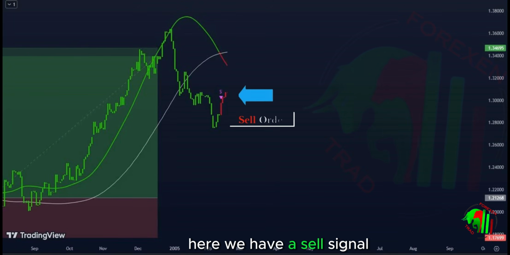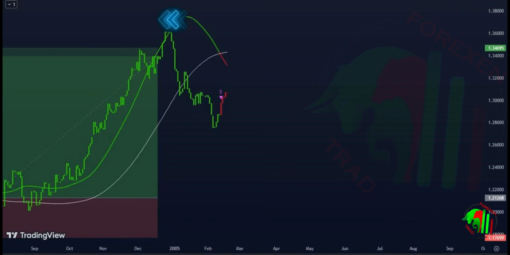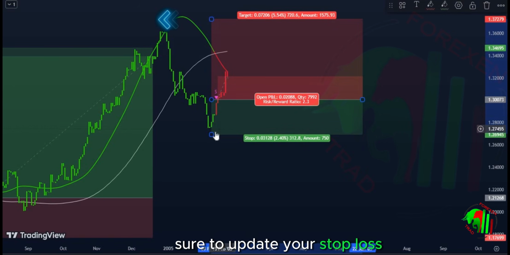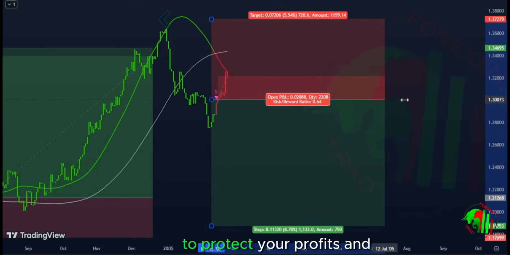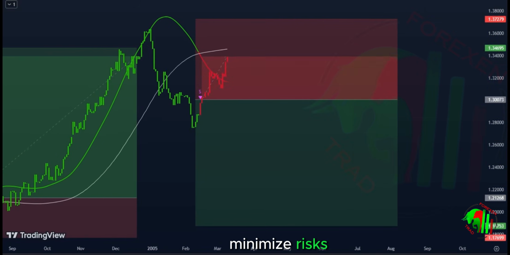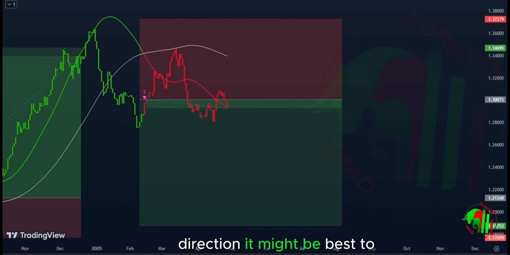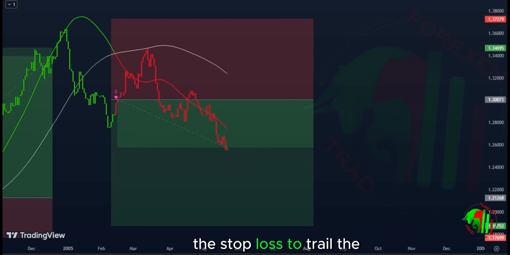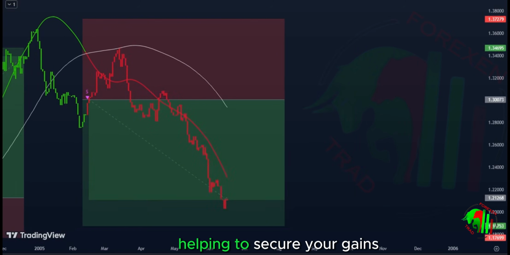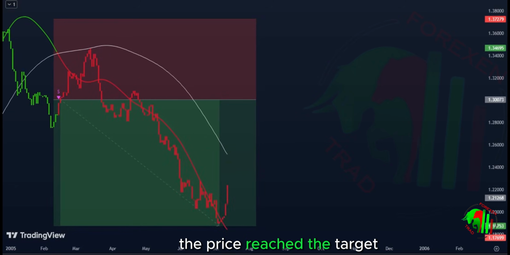Here we have a sell signal. Stop loss will be placed above the nearest high. Make sure to update your stop loss based on new price movements to protect your profits and minimize risks. If the price moves significantly in your trade's direction, it might be best to adjust the stop loss to trail the moving price, helping to secure your gains. The price reached the target.